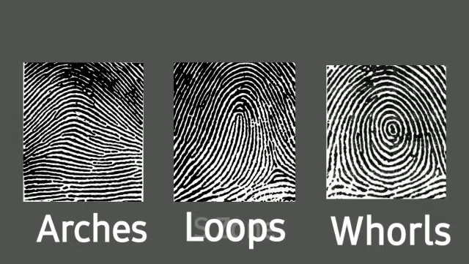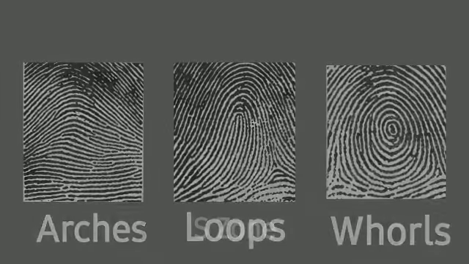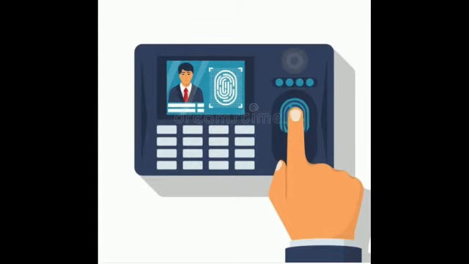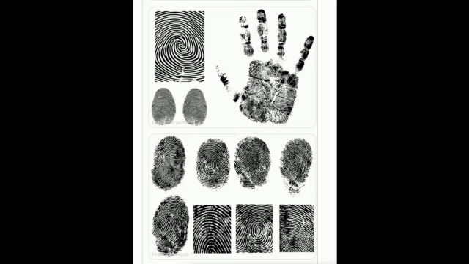First, let's discuss what fingerprints are. Your fingerprints are unique. That means no one else in the world has the exact same set of ridges and lines that you have on your fingers. Not even identical twins have the same fingerprints. Your fingerprints also stay the same from the time you were born until death.